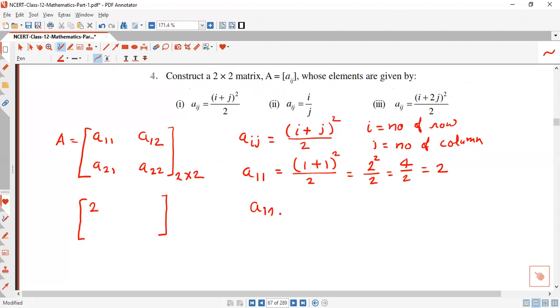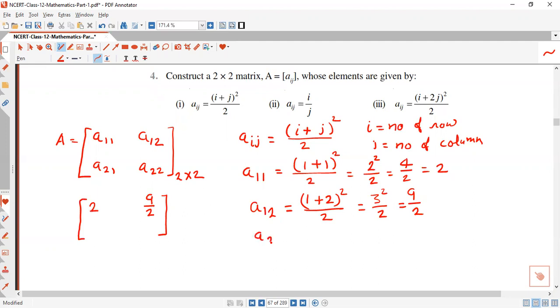Now A12, the first row, second column element. i is 1, j is 2, taking the square, divided by 2. It comes out 3 square by 2, which is 9 by 2. So 9 by 2 is the answer for the second part.